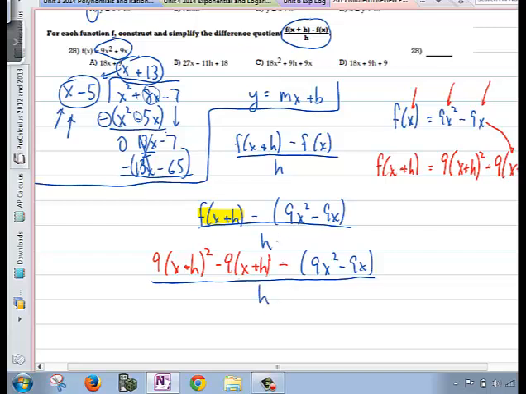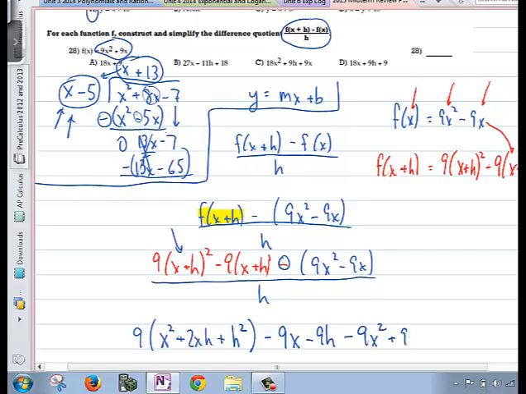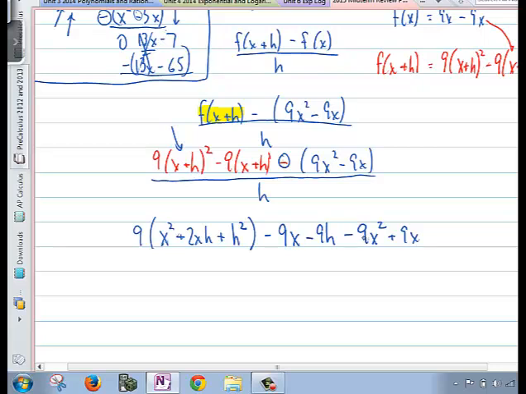So then we're going to work through this, and I have to FOIL this term out. That's first, outer, inner, last. Remember, it's not just 9x squared plus 9h squared. It's going to be 9 times x squared plus 2xh plus h squared, minus, I have to just distribute the minus, 9x minus 9h, and then I have to distribute the negative in the last part of minus 9x squared plus 9x.